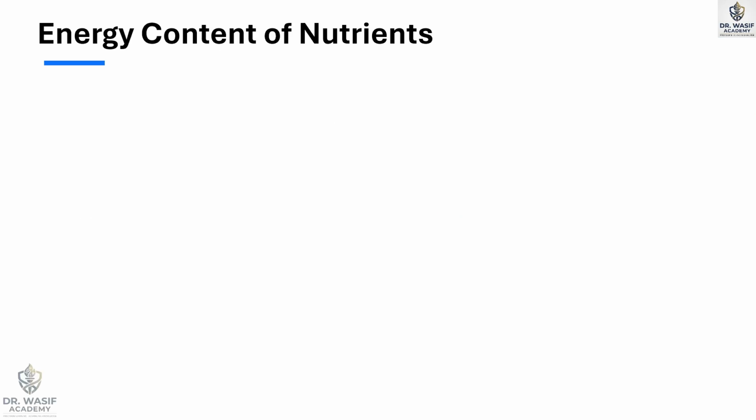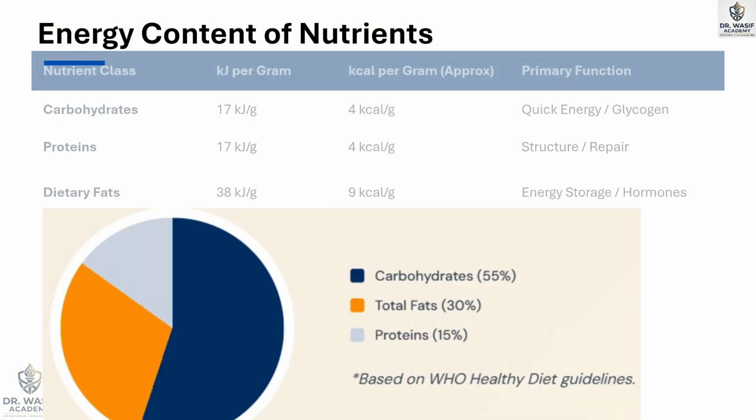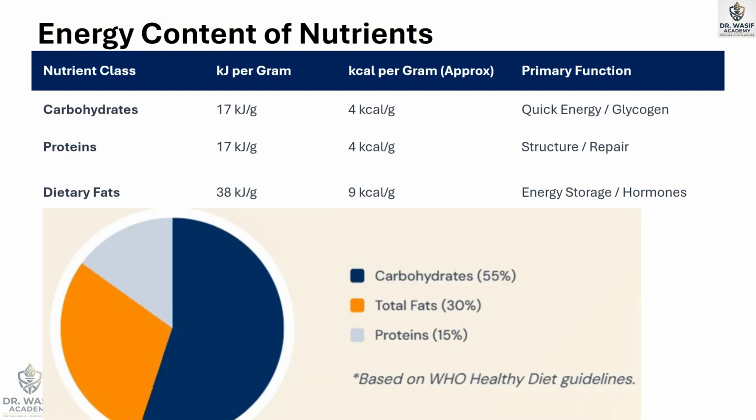To tie all of our calculation work together into a single master key, let's look at this absolute energy density reference guide. Whether you are analyzing a food label or solving an exam calculation, these are the universal constants for the four energy yielding components of our diet.